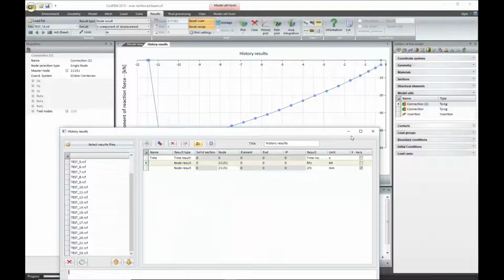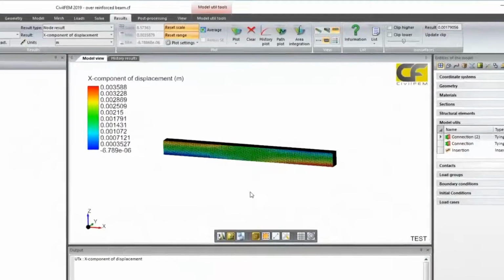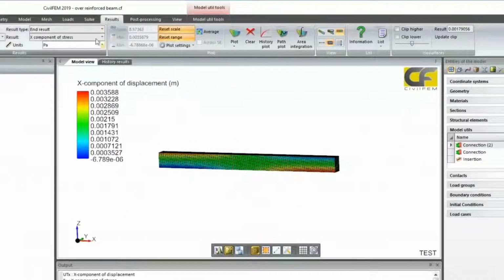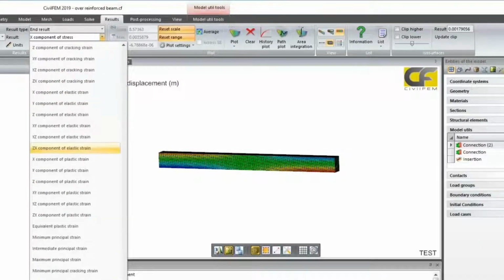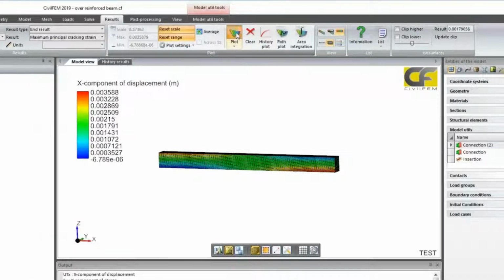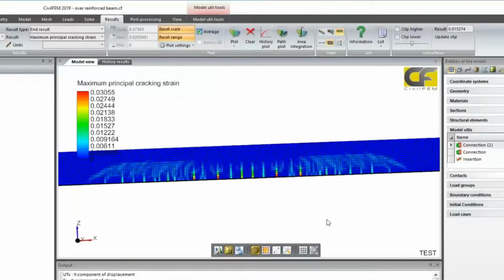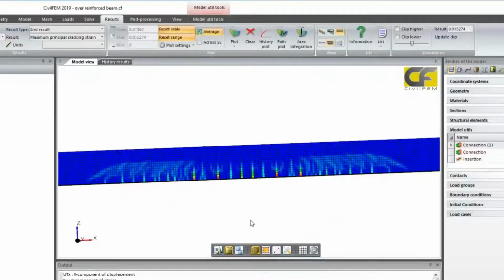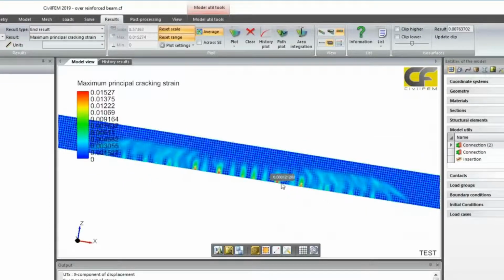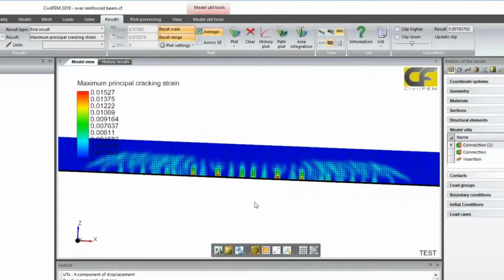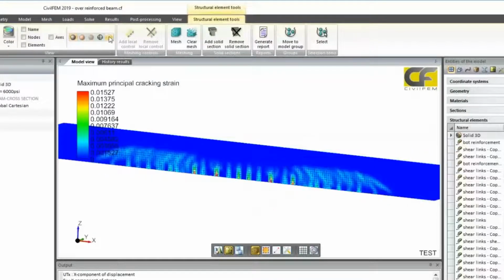So let's see what's happening in my model. First, I'm going to plot the cracking, maximum principal crack strain. I can see I have some cracks developed here. I'm going to plot average values, but they are not as many as I had before. Bending cracking, but they are just small. I mean, they don't cross the whole section as they were doing. Some cracks. Let's see what happens with the reinforcement.